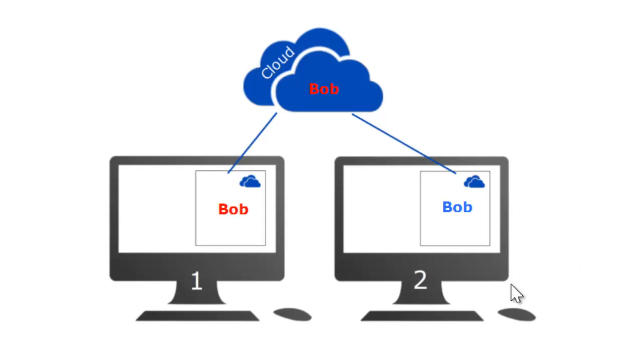Here on machine 2, though, we still have just a reference to Bob up on the cloud. I can, however, move to machine 2 and mark Bob as being available offline on this machine as well. So now I have 3 copies of my Bob file. There's one on machine 1, on machine 2, and furthermore up in the cloud. If I make changes to Bob on this machine, OneDrive takes care of moving the changes up to the cloud, and on the other machine, we'll move the revised copy down.